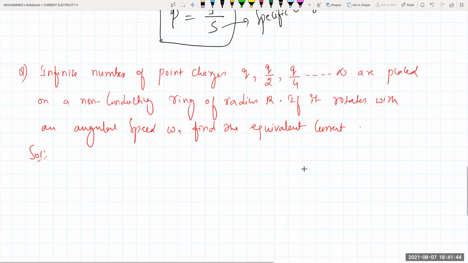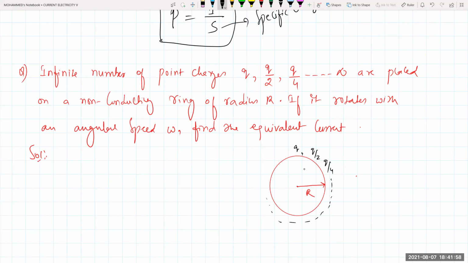We've got a ring. The radius of this one is equal to R. And on this one we have the charges q, q by 2, q by 4, and so on up to infinity. It is a non-conducting ring of radius capital R. Non-conducting means charge is present throughout the body, not only on the surface.